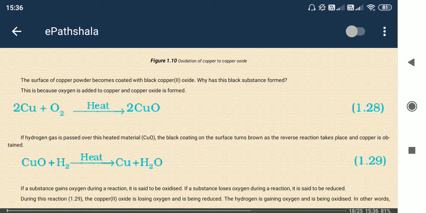Here copper and oxygen join, so copper is getting added with oxygen, so copper is oxidized. Oxygen addition is occurring on the copper, so copper is oxidized to copper oxide. In the lower reaction, copper oxide is releasing oxygen, so it is reduction. Copper is taking oxygen, then copper is oxidized.